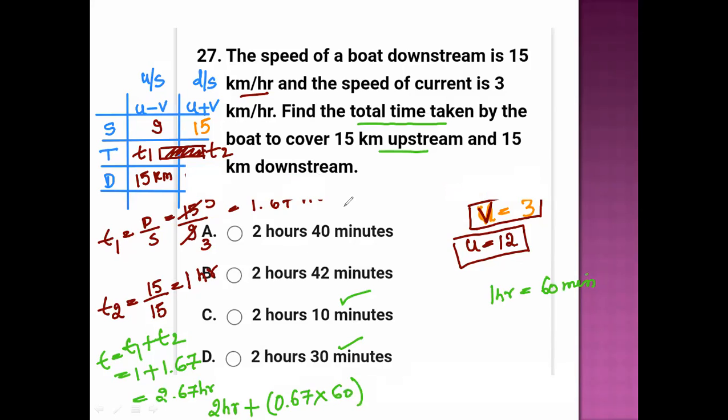And for simplification purpose, 0.67 can also be written as 2 by 3. So 2 by 3 times 60 comes to 40, so it is 2 hours 40 minutes. Therefore the answer is 2 hours 40 minutes, so option A is the correct answer for this question.